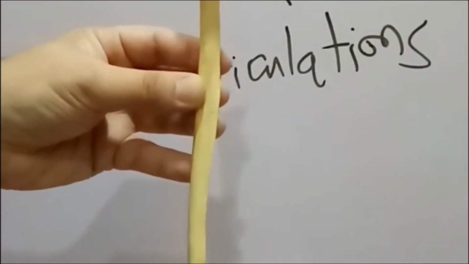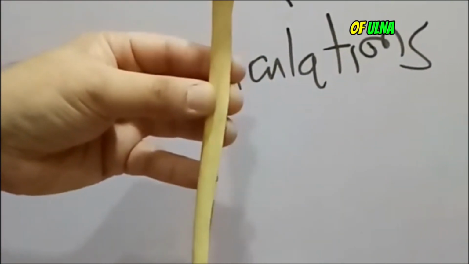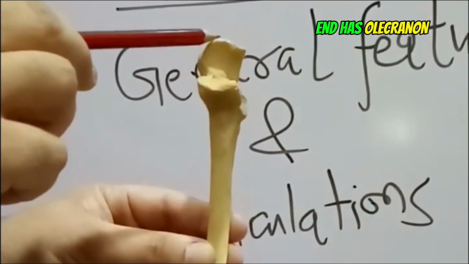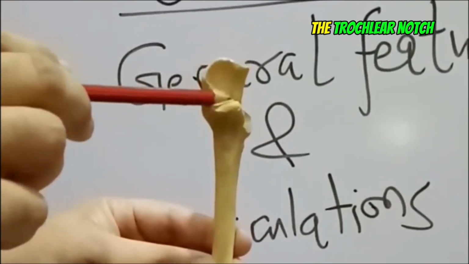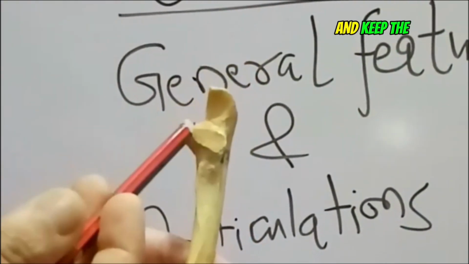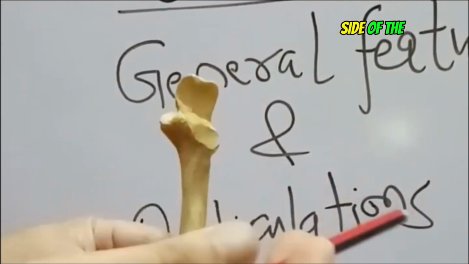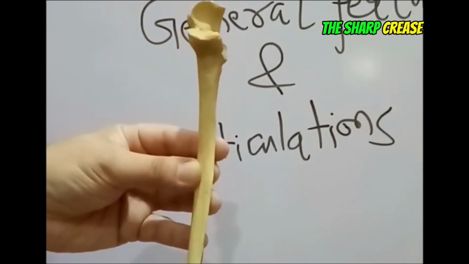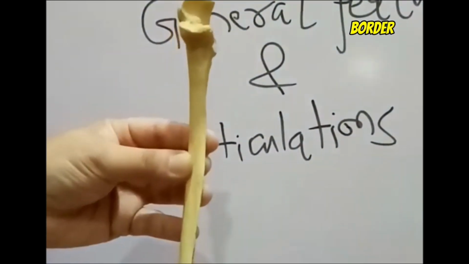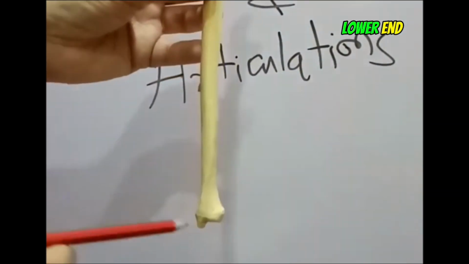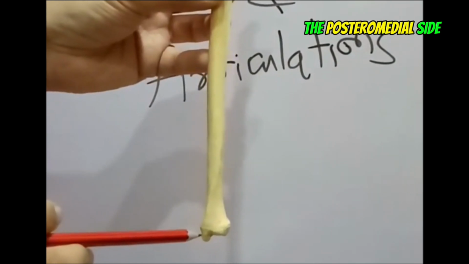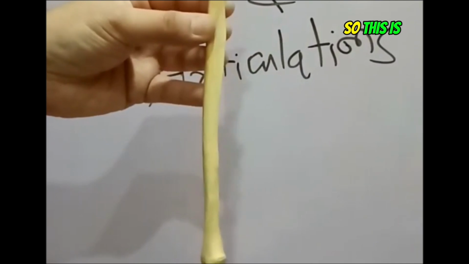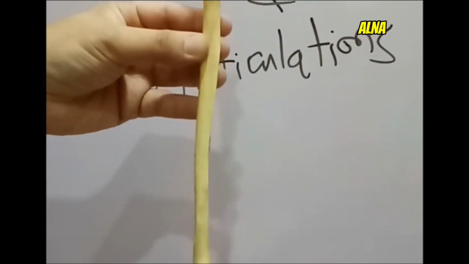In order to determine the side of ulna, we must know that the upper end has the olecranon, coronoid process and the trochlear notch, and keep the radial notch on the lateral side of the coronoid process. The sharp crest-like border is the lateral border, and in the lower end, the styloid process should be on the posteromedial side to the head. So this is the left side ulna.